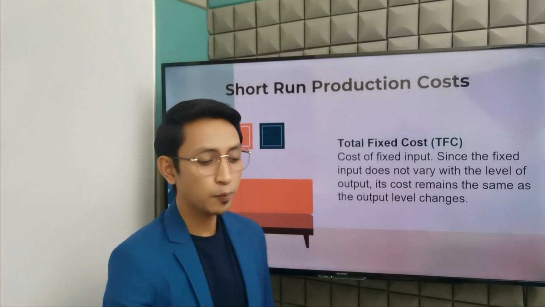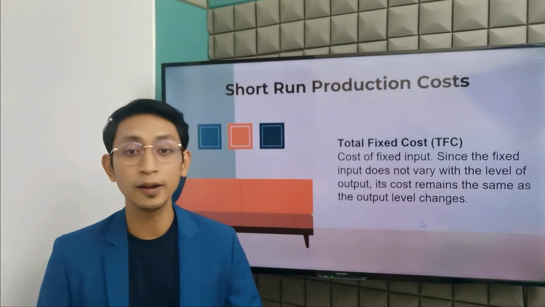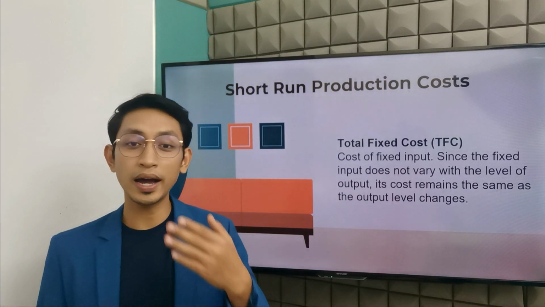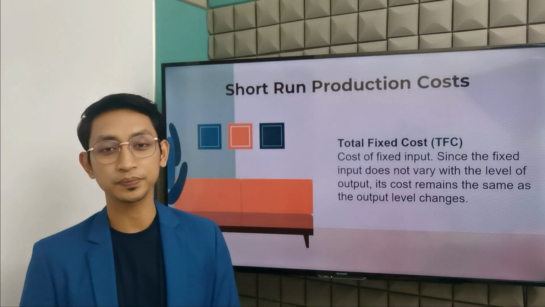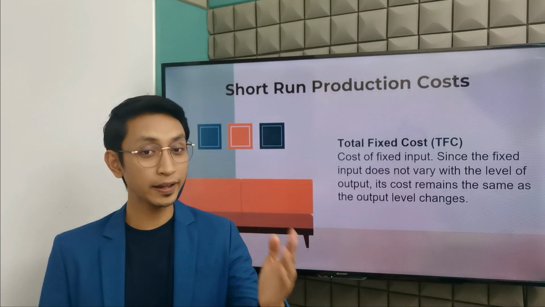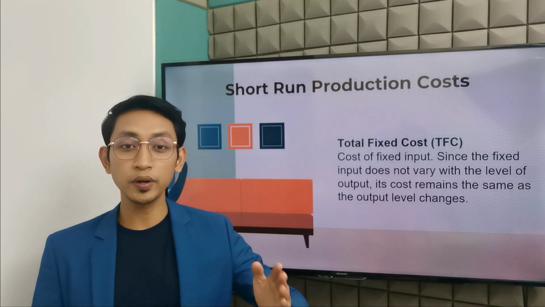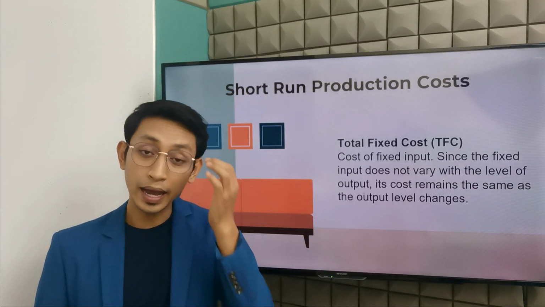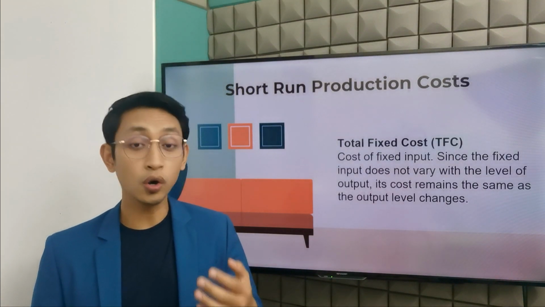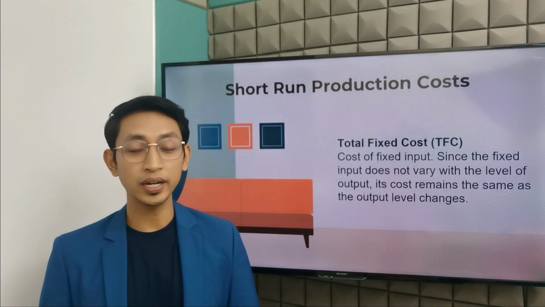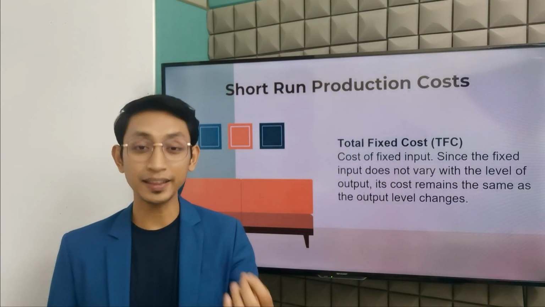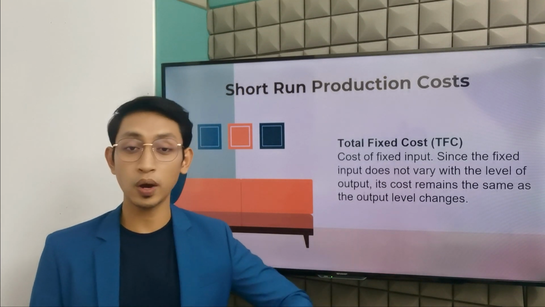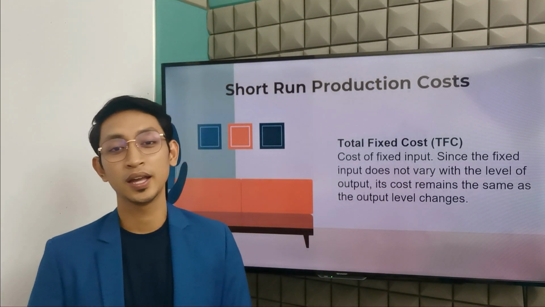So the first formula is what we call total fixed cost. So what is total fixed cost? Remember, in the last video I told you there are two types of input. Fixed input, for example a factory. Second one, variable input, for example labor or raw material. The company that owns the factory, the fixed input, needs to bear certain costs. That cost is what we call fixed cost.